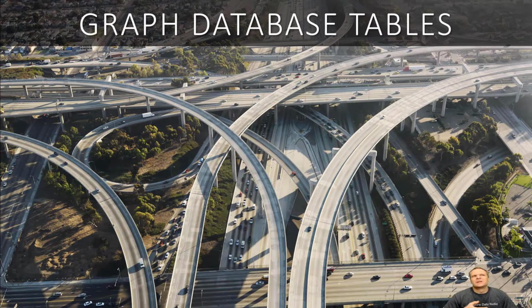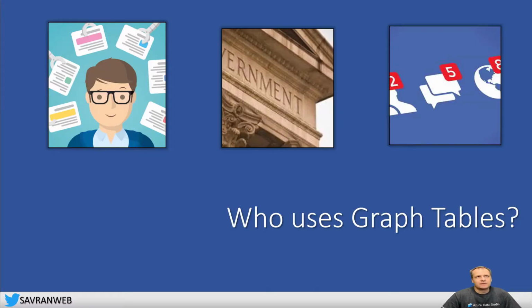So graph database tables have some answers for the things that I just mentioned here. We are going to look at some of those problems, and I'm going to try to show you how graph database tables actually try to fix those problems. Now, the second question I want to answer here is, who is using them?